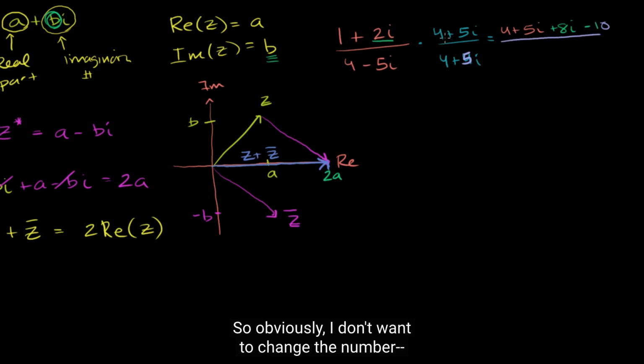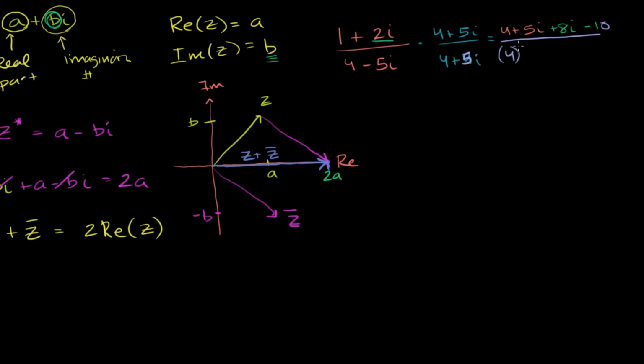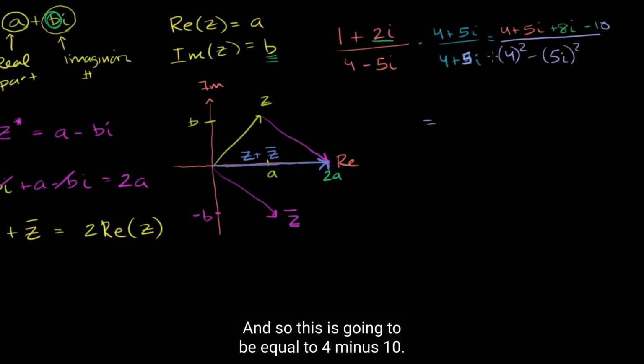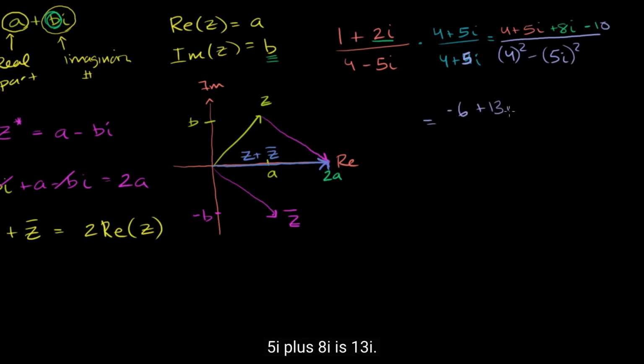So obviously, I don't want to change the number 4 plus 5i over 4 plus 5i. So let's multiply it. This is a minus b times a plus b. So it's going to be 4 squared minus 5i squared. And so the numerator is going to be equal to 4 minus 10. Let's add the real parts. 4 minus 10 is negative 6. 5i plus 8i is 13i. Add the imaginary parts. And then the denominator is 16 minus 5i squared.